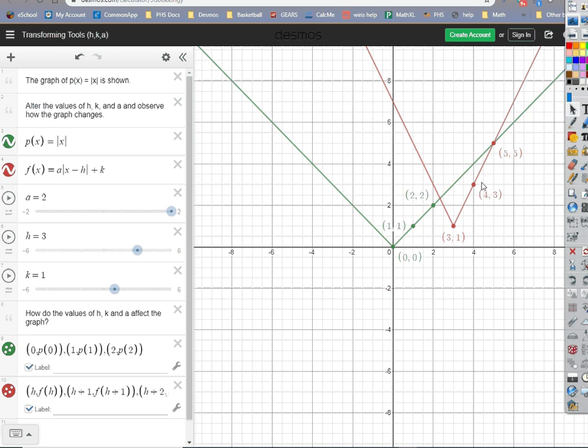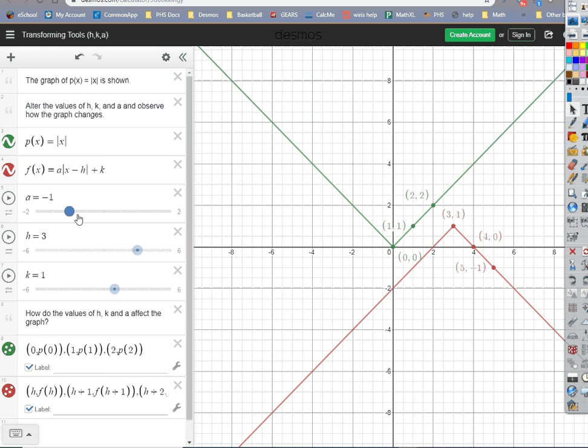Did everybody see that? If I made a equal to 1/2, then instead of going over 2 and up 2, I'm going to go over 2 and only up 1. Everybody see that? If a becomes negative, what does it do? It goes down. All it's going to do now is reflect the graph vertically. We'll pick this up tomorrow, but that ought to get you going on the assignment.